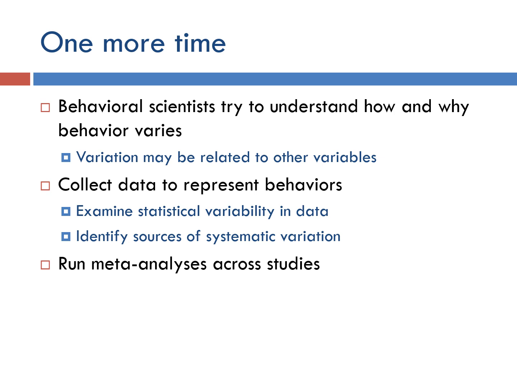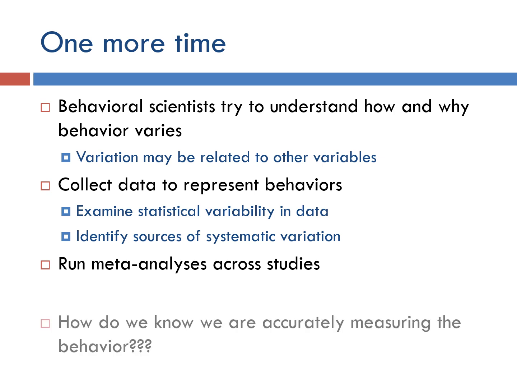So as researchers, we are collecting data that represents the behaviors, and we hope to see variation in the data that we collect. We then examine the data using statistical methods to look at that variability, and we want to identify the systematic variation, not so much the error. We want to account for as much systematic variation as possible. And then once we have conducted the research on our own, other researchers are conducting similar studies, and we can pull it all together to run those meta-analyses across different studies.